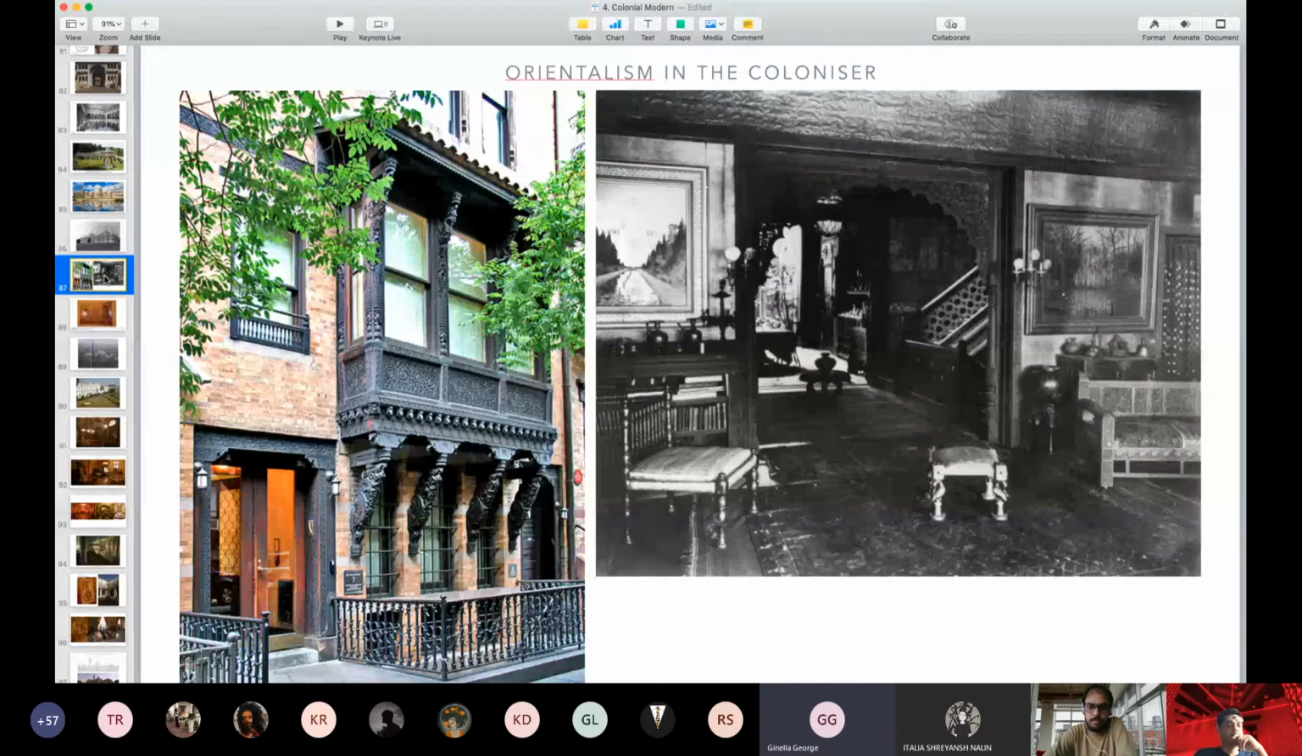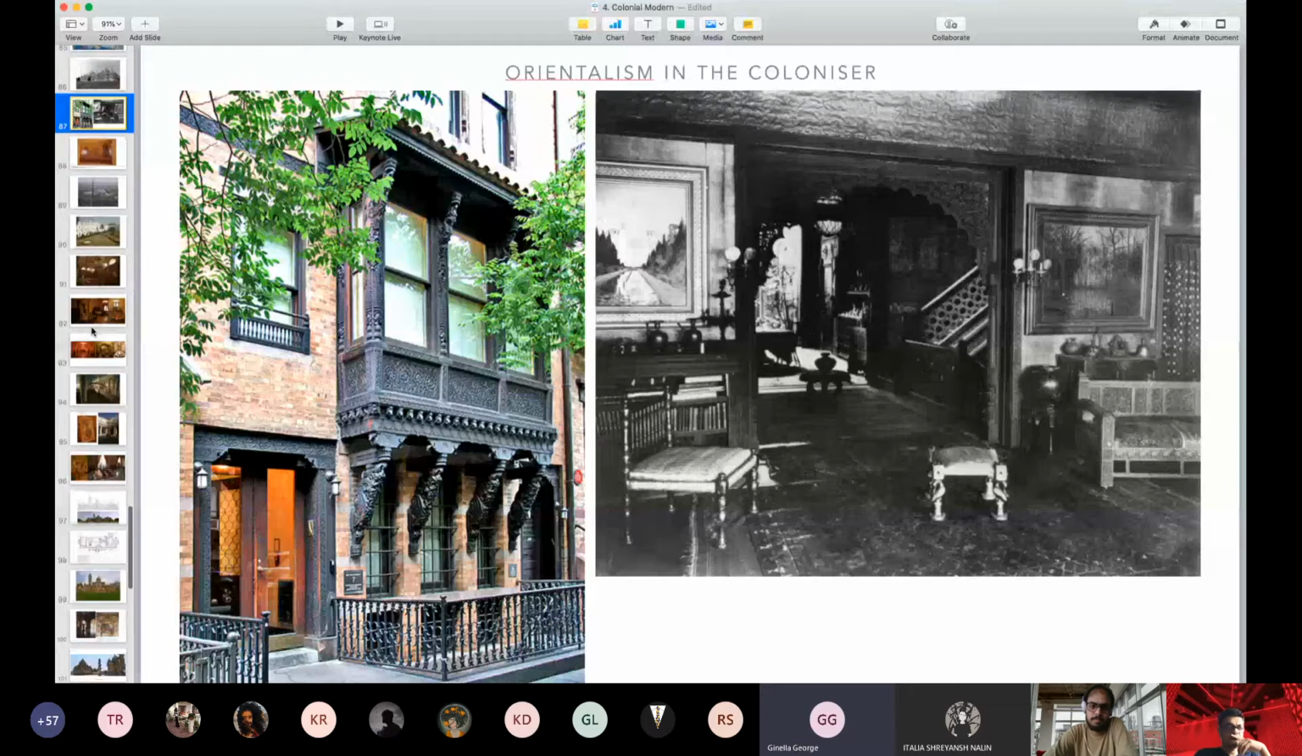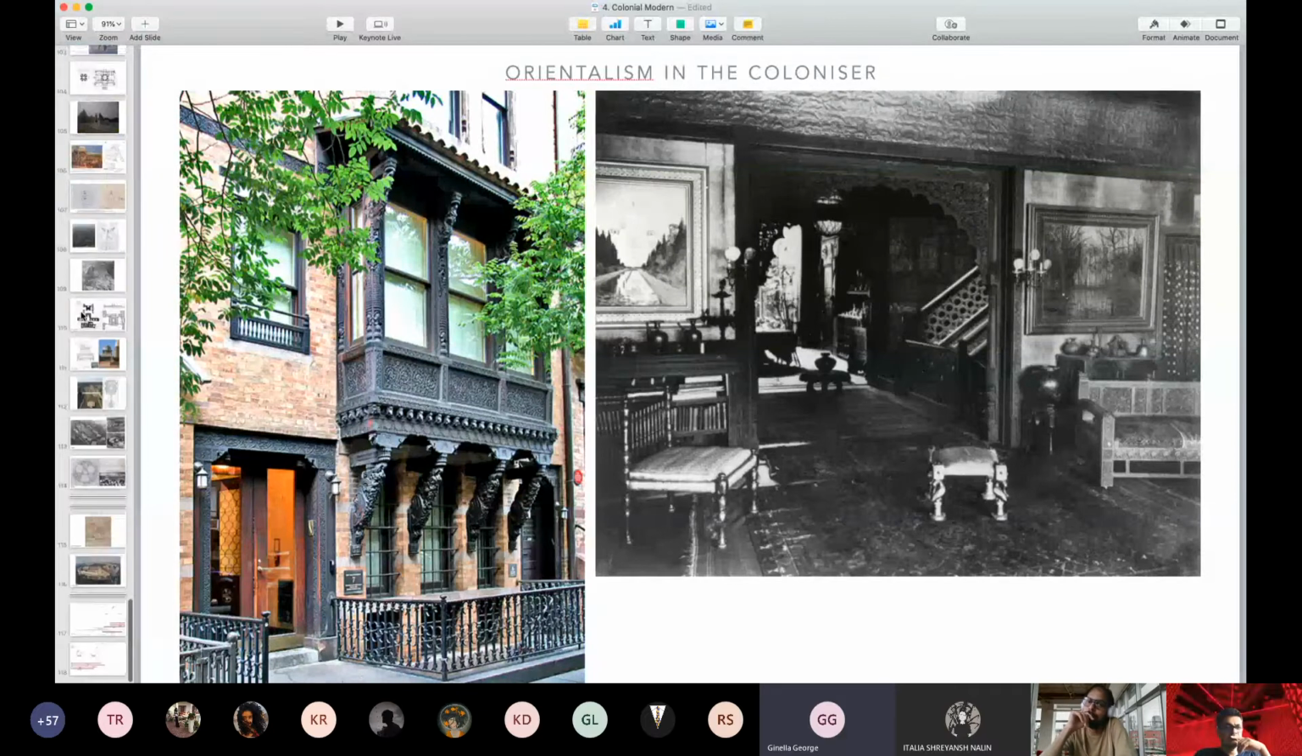This is not in the UK, but this is in New York, and somebody who's so enamored by this Indian craft that they literally had pieces from India shipped and put in as part of their own homes.